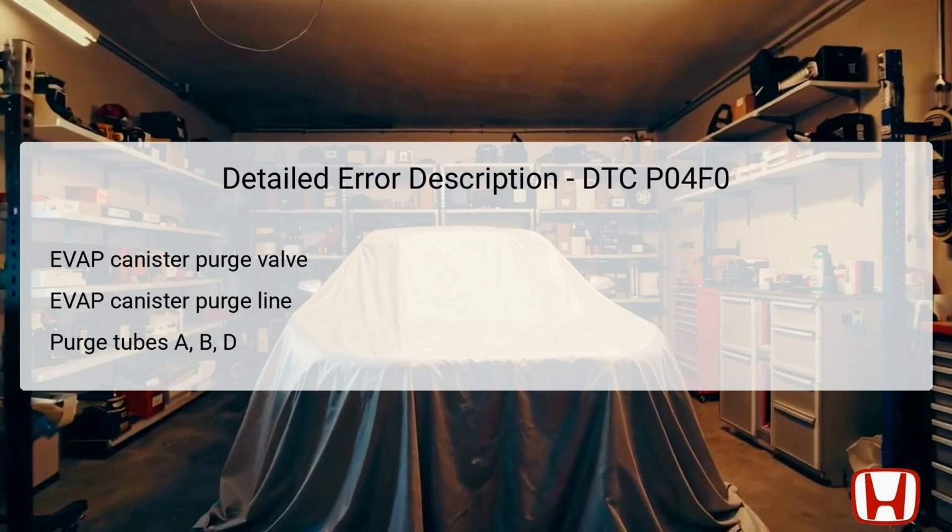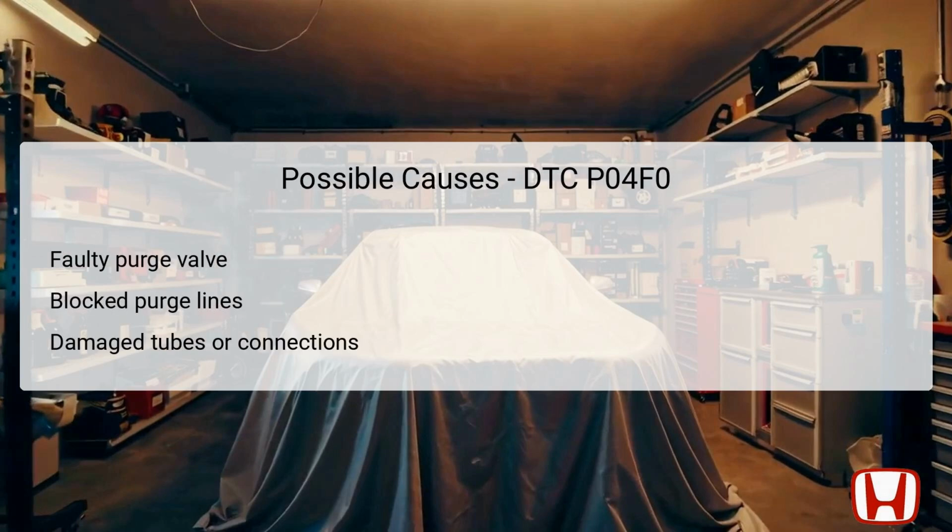The EVAP canister itself, typically situated near the fuel tank, stores fuel vapors until they are routed back to the engine for combustion. If the vapor flow is incorrect, it may lead to excessive emissions, affecting vehicle compliance with environmental standards. Identifying the root cause of this DTC requires careful inspection of all components, as well as their corresponding connections and operational functionality.